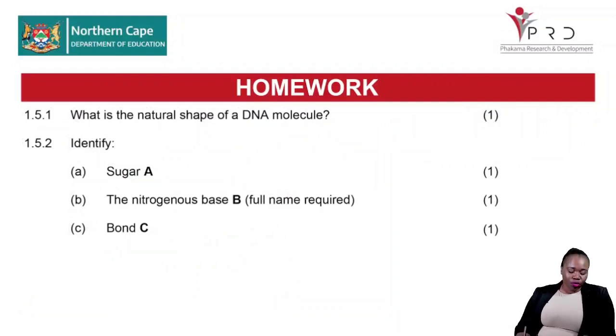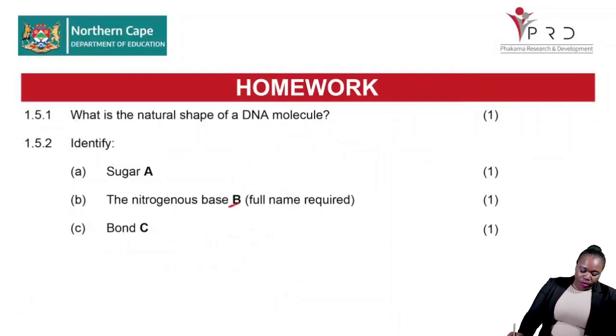Make sure that you just go through such information. Identify sugar A, so that would be a deoxyribose sugar. Why is it a deoxyribose sugar? Because we are looking at DNA and it is a deoxyribose nucleic acid, DNA, right? And then the nitrogenous base at B with the full name, and then bond C.